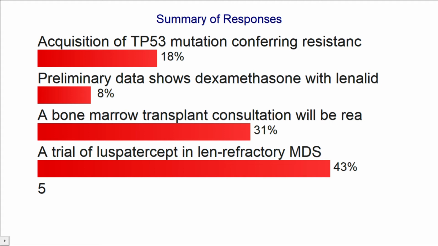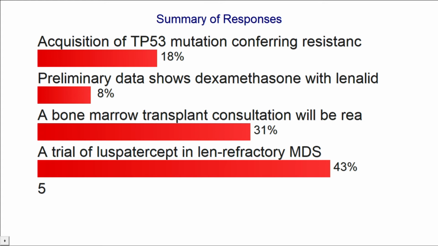Dexamethasone, apparently no one was listening. It shouldn't be 8%. But you can salvage patients, as I showed you earlier. I think a bone marrow transplant consultation actually is reasonable, even if you salvage somebody. The median survival, at least in our data combined with the French, is around 15 to 18 months.